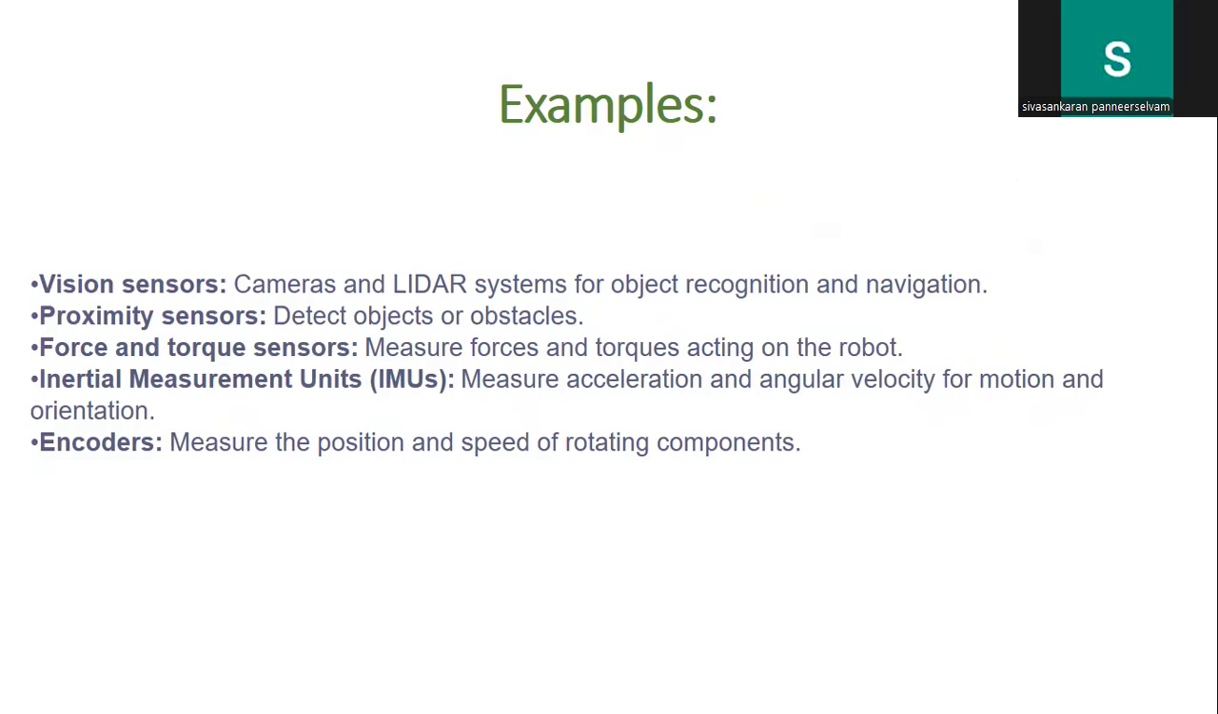Force and torque sensors are used to measure the force and torque acting on the robot arm. Inertial measurement units measure the acceleration and angular velocity for determining the motion and orientation of the arm. Encoders measure the position and the speed of the rotating components. So these are the different types of sensors and the corresponding functions.